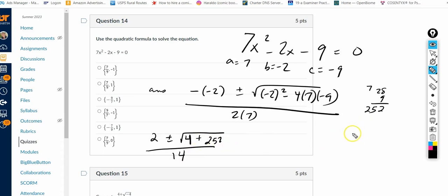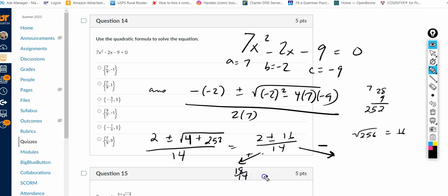Now, 252 plus 4 is 256, and the square root of 256 is 16. So I'm going to have 2 plus or minus 16 all over 14. One answer will be if I use the plus sign, and the other will be if I use the negative sign. So 2 plus 16 is 18/14, which will reduce to 9/7. And then 2 minus 16 is -14 over 14, which is -1. So +9/7 and -1.